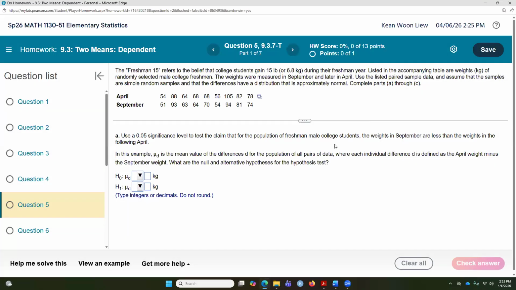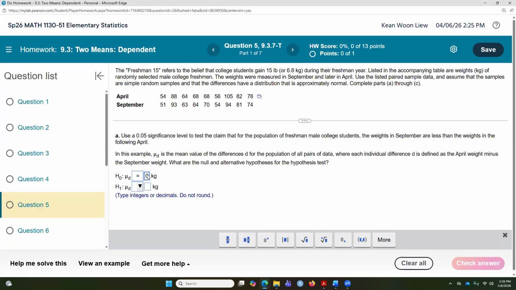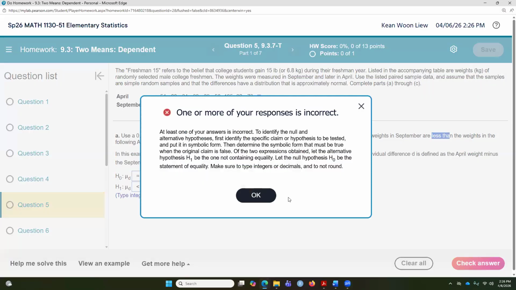Okay, so the question is asking whether the people's weight in September is less than the weight in April. So in this case, we don't use mu1 and mu2 anymore. We use mu-d, which stands for population mean difference. So again, the null hypothesis is always equal to 0, and your alternative in this case will be less than 0, because the statement here wants us to prove less than 0.